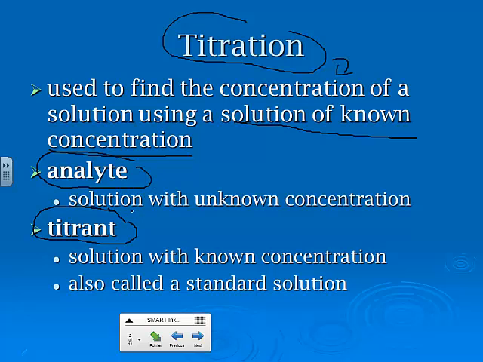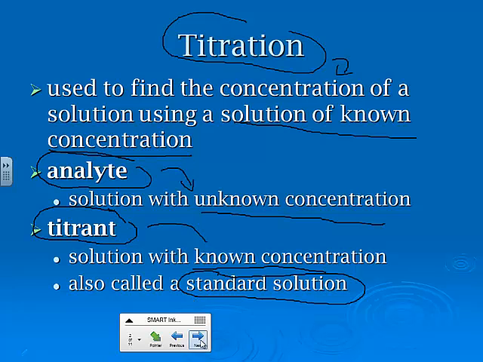So first off is what's called the analyte. The analyte is the solution with the unknown concentration, and a titrant is a solution with the known concentration. It's what's called a standard solution.